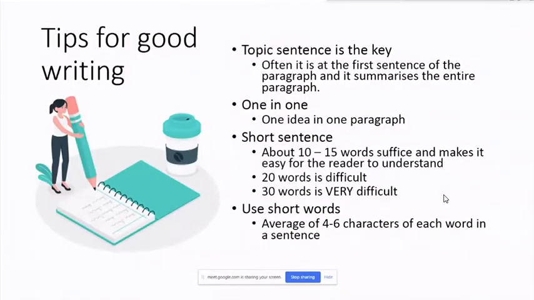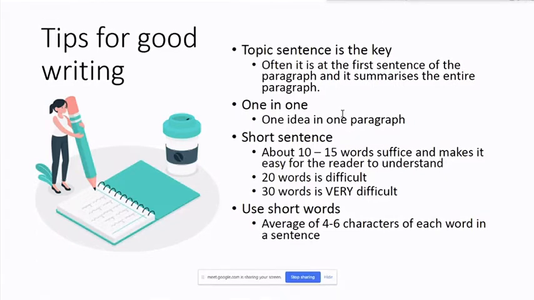This is also basic tips of good writing. In any form of writing, these are the tips for good writing. Remember, in one paragraph, the topic sentence is the key. Often when I review papers, when I review journals, I see one long paragraph. When I read the paragraph, I am not able to understand what the paragraph is all about. What's missing here is the topic sentence. A good paragraph must have a topic sentence.